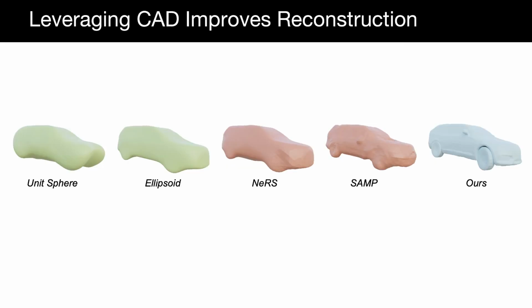Here we show an ablation result, where we keep our energy model optimization fixed, but change the mesh initialization. Compared to other initializations, our CAD model-based representation better captures details such as the rear view mirrors and better preserves the wheels.